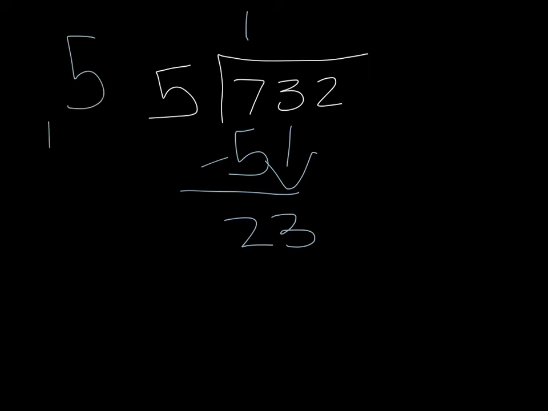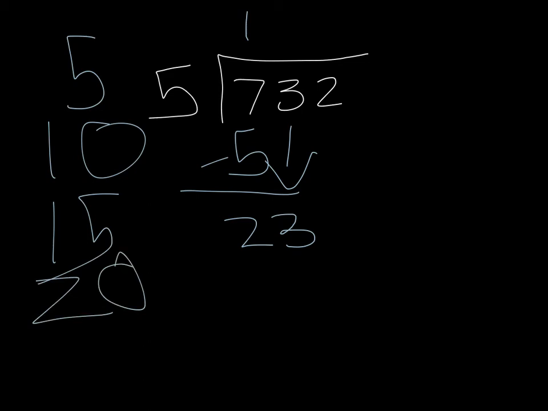It's 20. So 5 times 4 equals 20. So put the 4 up there. 5 times 4 equals 20. Subtract it. 3 minus 0 equals 3.